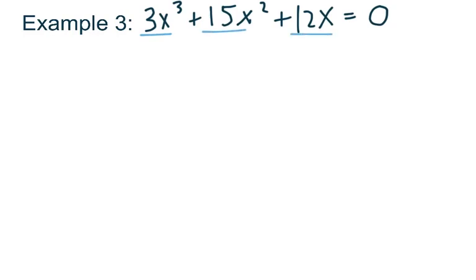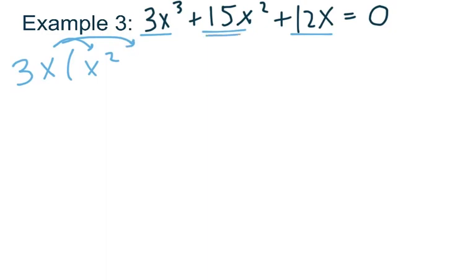And you might notice they all have 3 in common. What else, though? They all have at least one x, right? So we're going to also throw an x out there. Now we're going to put a parentheses. 3x times what gives us 3x to the third? Well, that needs to be an x squared.